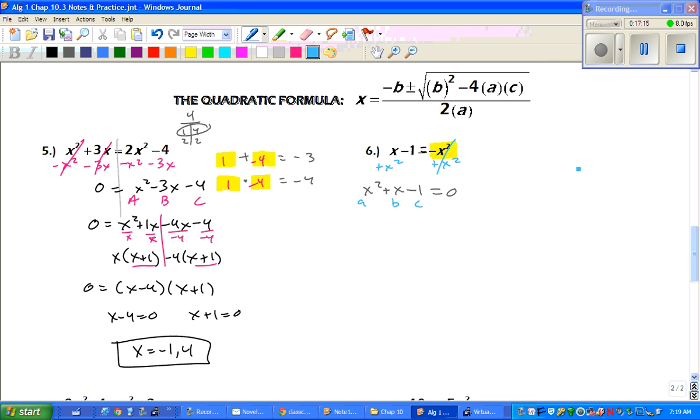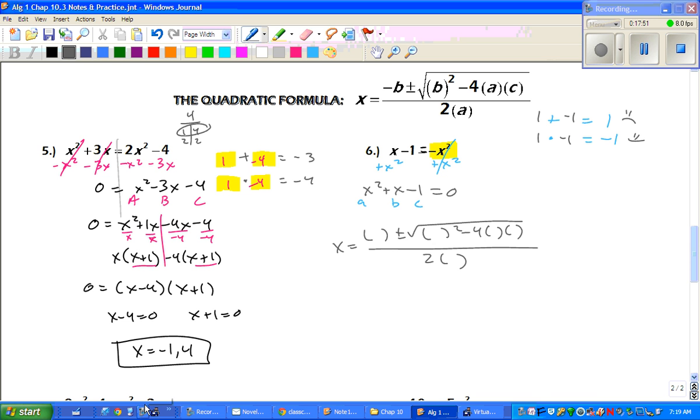So A, B, C. Do you know any numbers that multiply to get to -1 and add to get to 1? You guys might say on the bottom, well, hey, 1 and -1, that works, but 1 and -1 don't work here. All right, so we have to do the quadratic formula. So x equals the opposite of b plus or minus the square root of b squared minus 4ac, all divided by 2a. All right, I want you guys to fill it in.